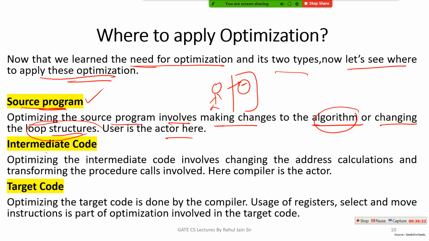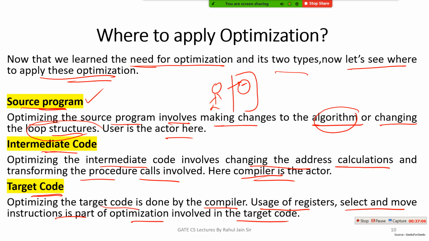Now we can also apply optimization in intermediate code. Optimizing the intermediate code involves changing the address calculations and transforming the procedure calls involved. Here the compiler is the actor. That is the second type of where to apply optimization. And the next one is target code. Optimizing the target code is done by the compiler, and the usage of registers, select and move instructions is part of the optimization involved in the target code, right?